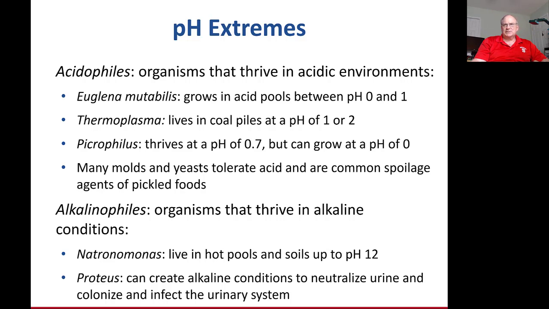The alkalinophiles, which are organisms that thrive in alkaline conditions, are Natronomonas, which live in hot pools, pH of 12. Proteus vulgaris and the like, we see a lot of those in sewage treatment plants, can create alkaline conditions to neutralize urine and colonize an infected urinary tract. So Proteus vulgaris and some of these other ones have some characteristics that are really kind of nasty. Anything that creates an alkaline type of condition, they call it putrefaction.